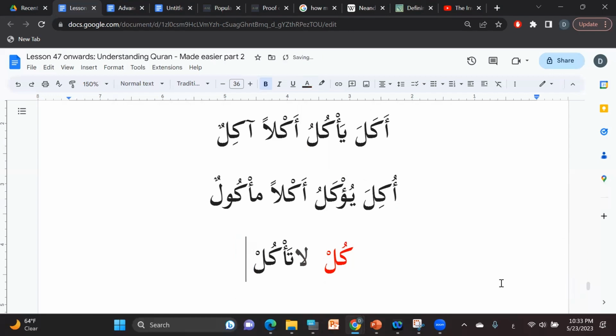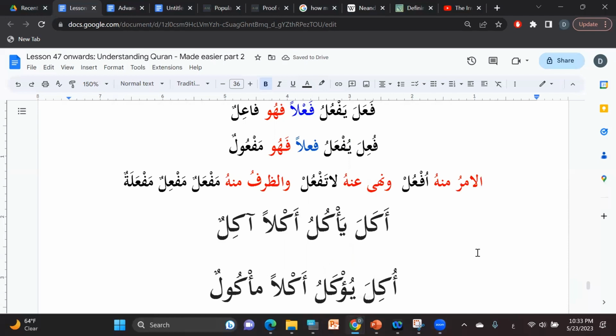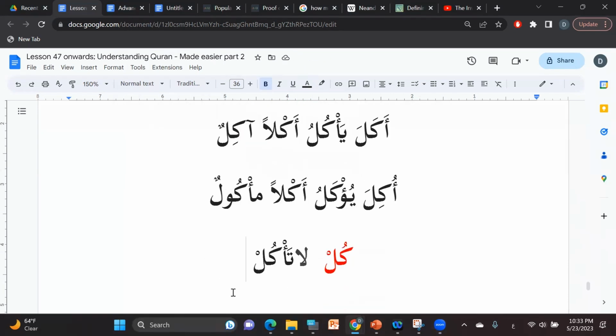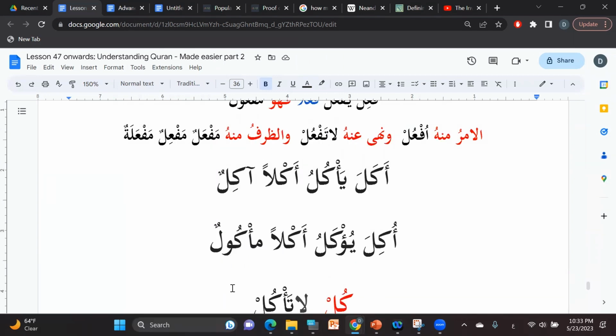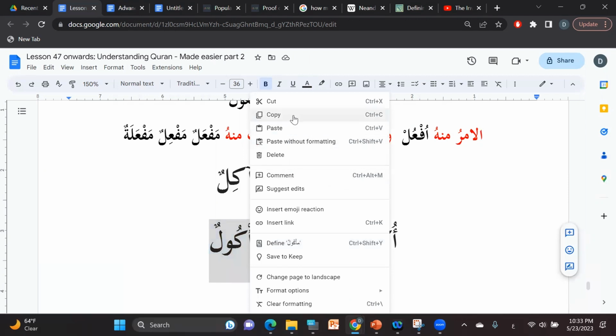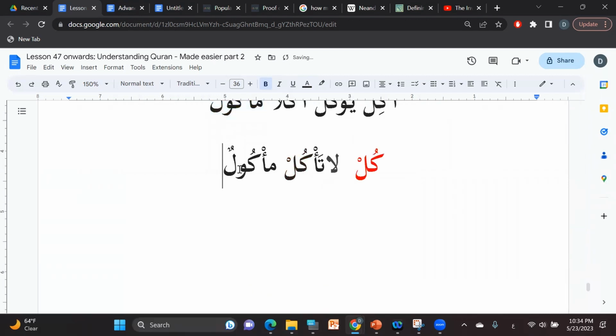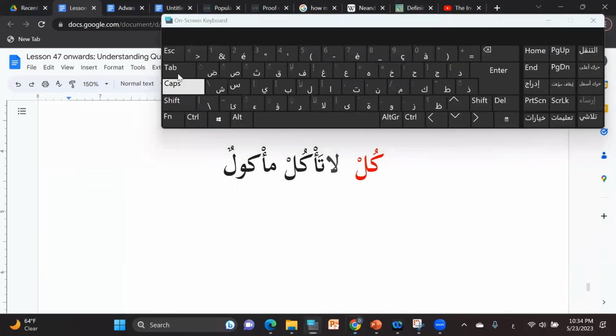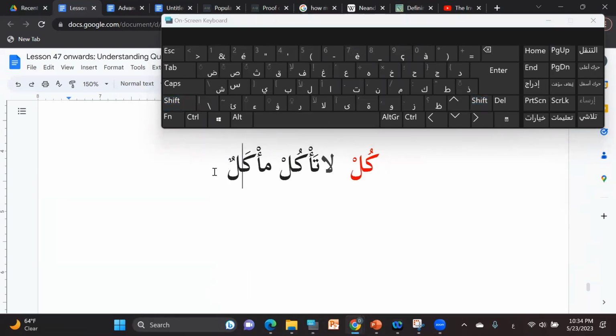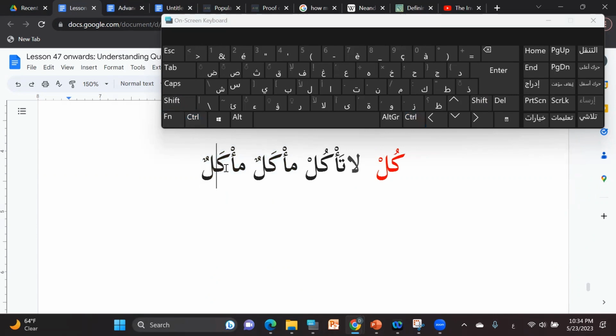Okay. Now, what about the three forms of zarf? Maf'alun, maf'ilun, and maf'alatun. Ma'kalun, ma'kilun, ma'kalatun.